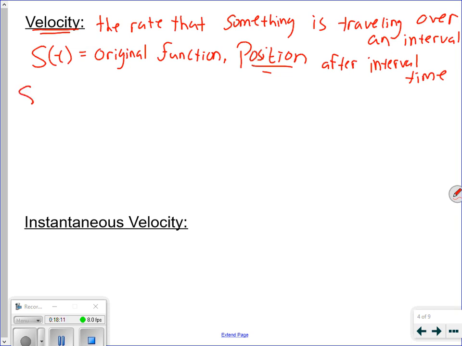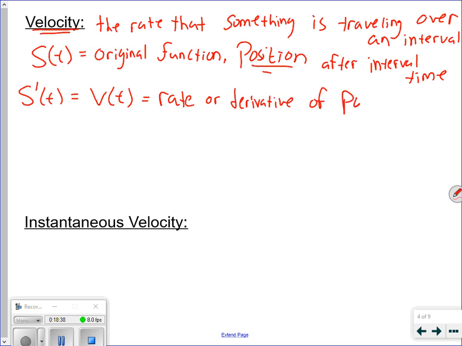Now, s prime of t is equal to v of t. S prime of t, or the derivative of the position, because remember, derivative is just rate of change, is going to give me v of t. So this is the rate, or derivative, of my position function. So again, derivative is another way of saying instant rate of change. So this is the rate of change or derivative of the position function.